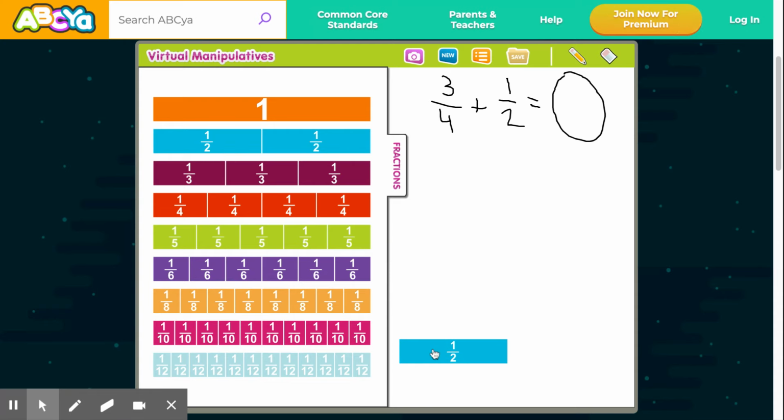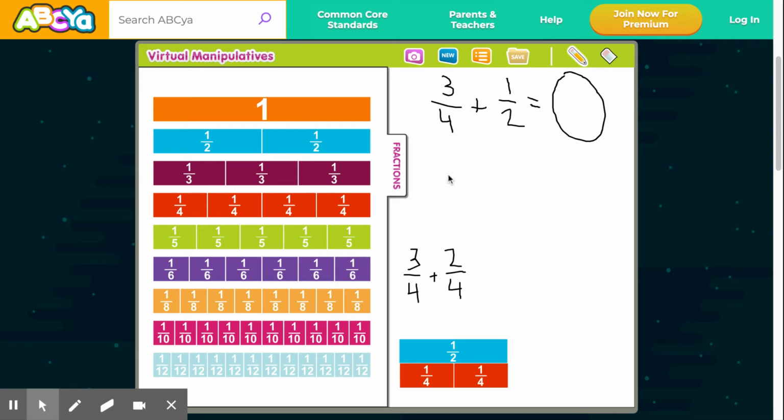Now, I want to see which fourth is equivalent to my halves. So I'm going to take these fourths tiles and I'm going to line them up under my halves to see how many fourths it will take to become equivalent to a half. Now, when I drag my 2/4, I can see that 2/4 is equivalent to 1/2. So I can change my equation now to 3/4 plus 2/4.